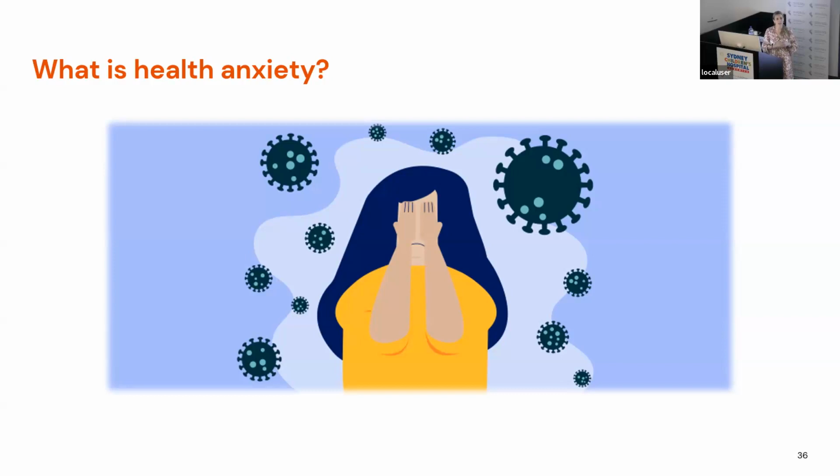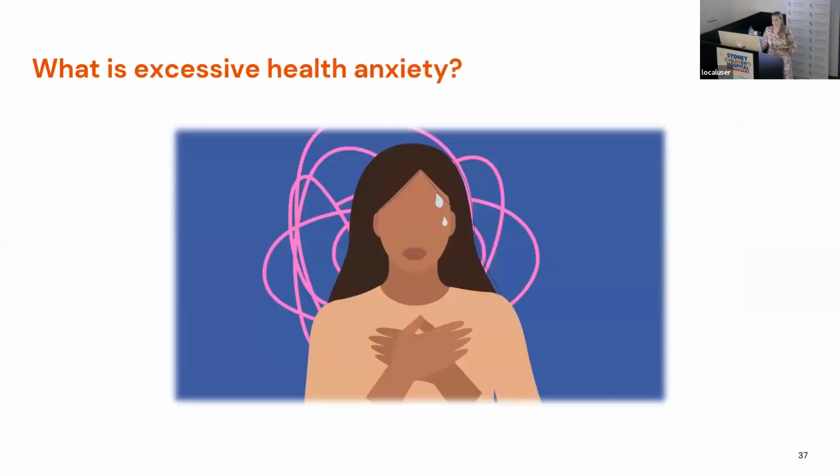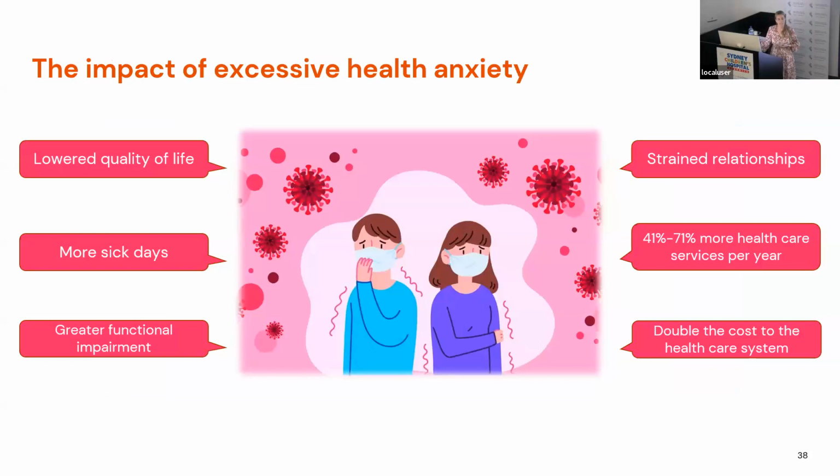But what makes health anxiety excessive? Excessive health anxiety is when a person is preoccupied with their health to the point that it affects their day-to-day life. Thoughts around their health are all-consuming, and these individuals spend a lot of time talking to their family and friends about their symptoms and seeking reassurance from many health professionals. The impact of excessive health anxiety is substantial. These individuals report a lowered quality of life, more sick days off work, greater functional impairment, and more strained relationships. They also use more healthcare services per year and double the cost to the healthcare system.